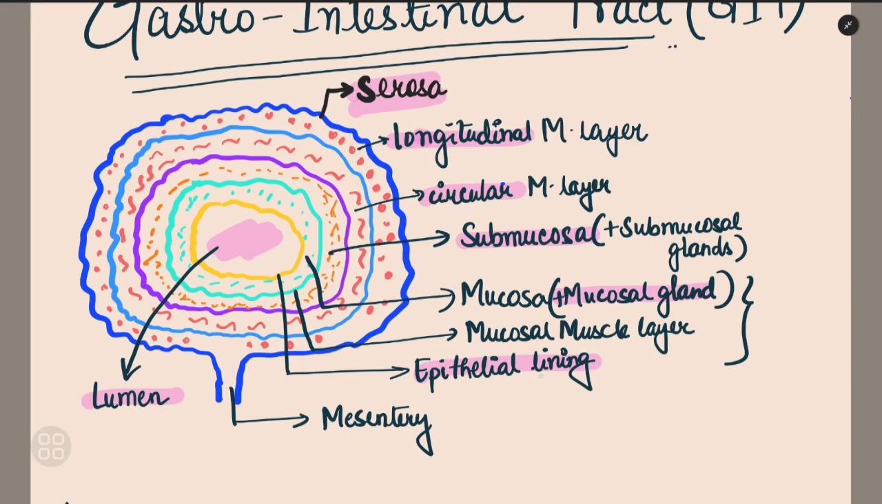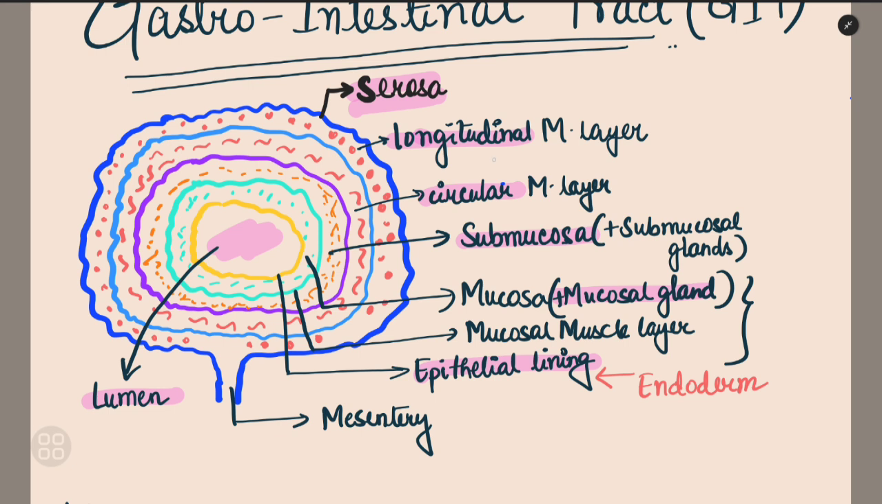That this epithelial lining is only derived from the endoderm. That is, we are saying the GIT develops from the endoderm. So be very specific that you should always remember that for the GIT, the epithelial lining is only derived from the endoderm. The other layers are not derived from the endoderm; they are mainly derived from the mesoderm.